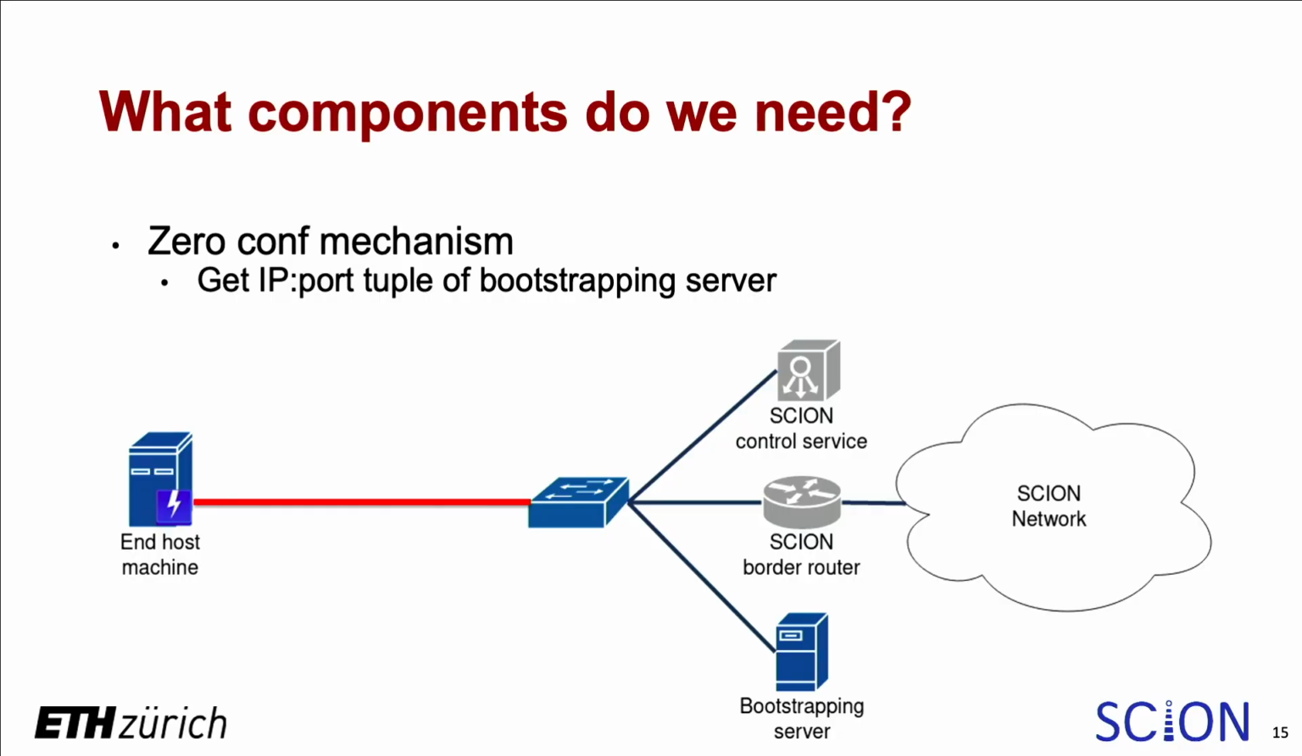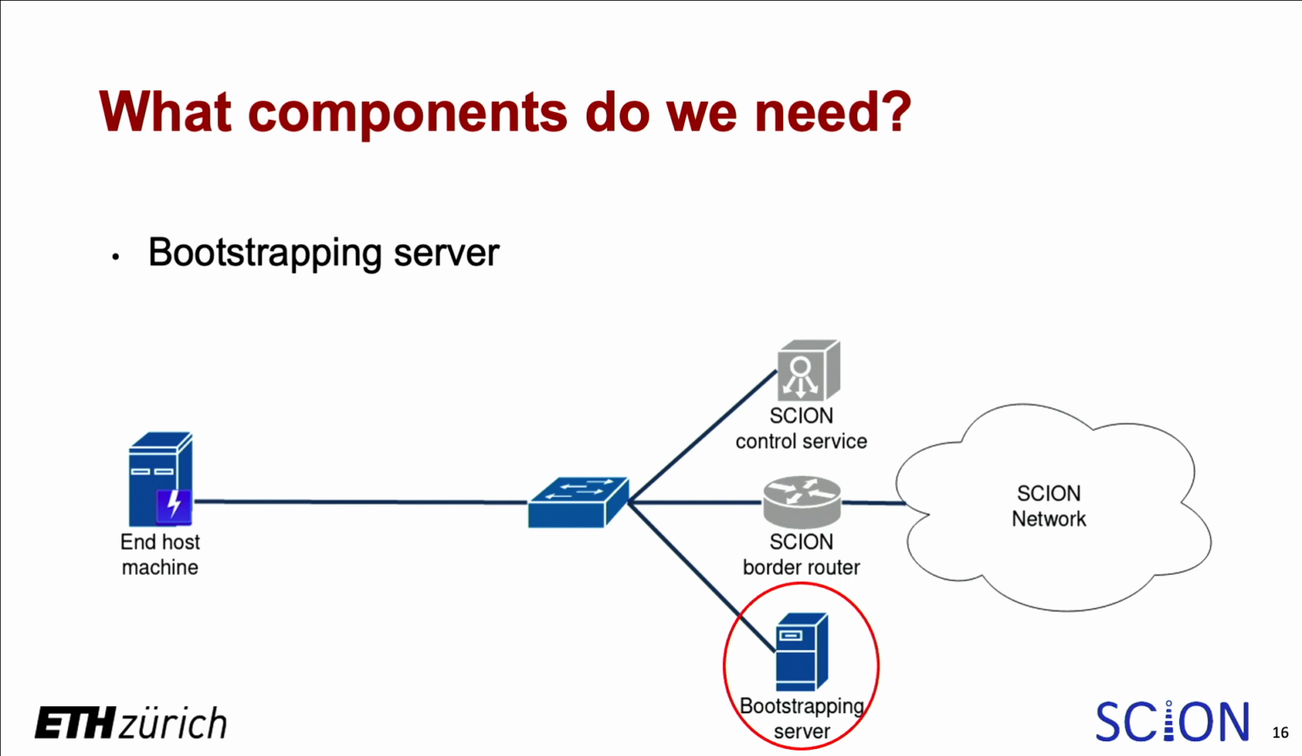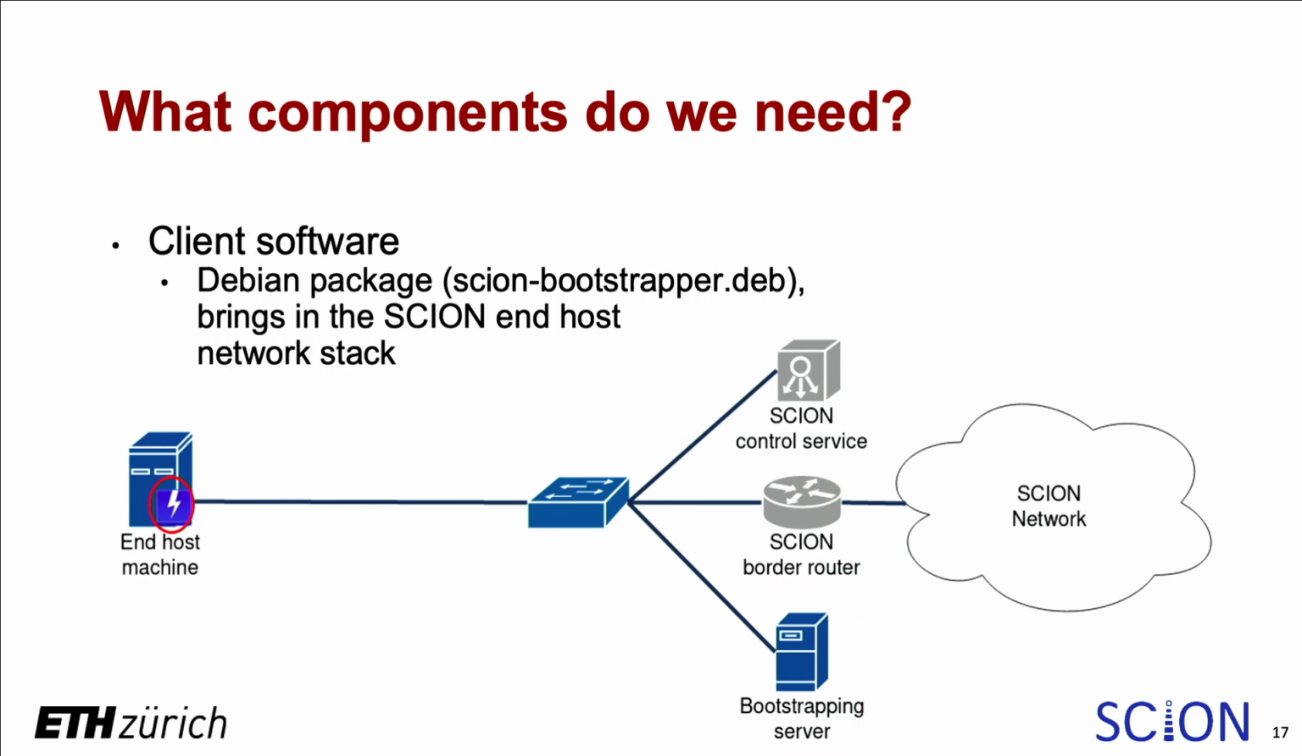So let's have a look at what components we need to achieve that goal. We need a zero-conf mechanism that gets us the IP and port information of the bootstrapping server. Then we need the bootstrapping server itself, which is a simple file server that gives us the configuration that we need, so the TRC information as well as the topology information. And then we need the Bootstrapper itself, an application that runs on the end host that we are bootstrapping, and that fetches that information from the bootstrapping server, and then configures the SCiON end host stack.